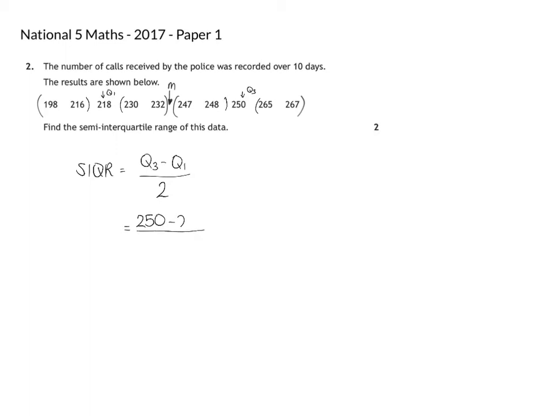Take away 218, and then we are halving it. So 250 take away 218 is 32. Half that. So we get our answer of 16 for this one. So our 2 marks, first one is for getting our quartiles correct, and then the second mark is for your answer of 16. And that's question 2.